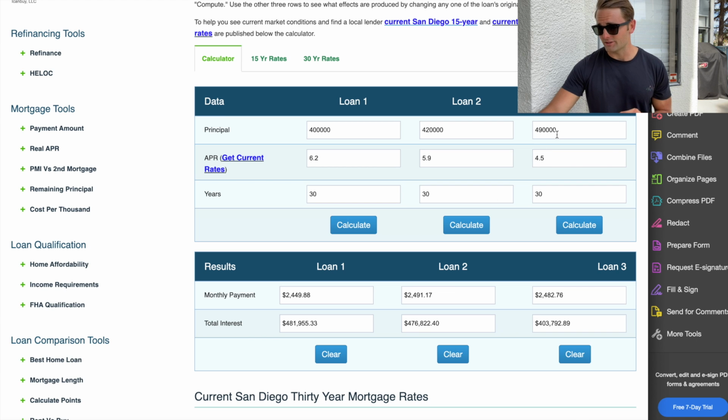A $490,000 loan at a 4.5% interest rate over a 30-year period will lead to even less interest paid. Now, it may have a middle grade monthly payment of $2,482, but the total interest over the lifetime of the loan is $403,000. So as you can see with this one example, interest rate is one of the most important factors to consider when you're looking at different loans.